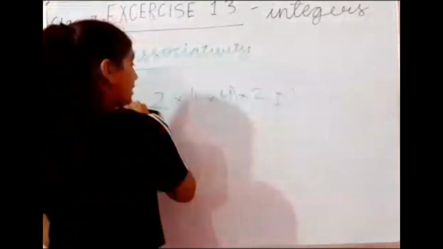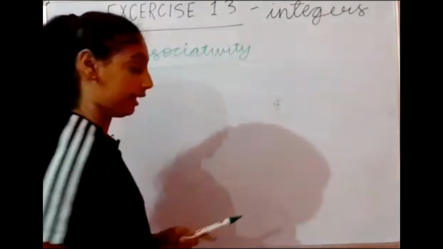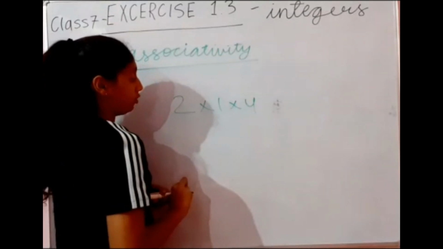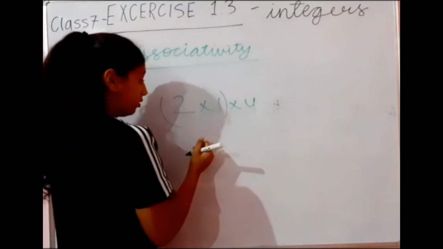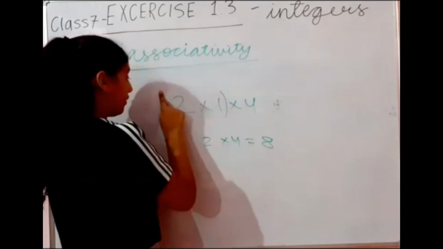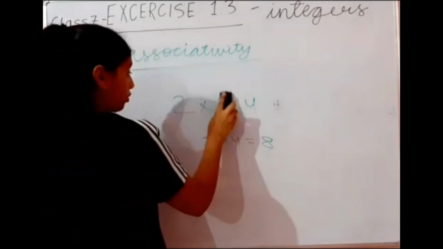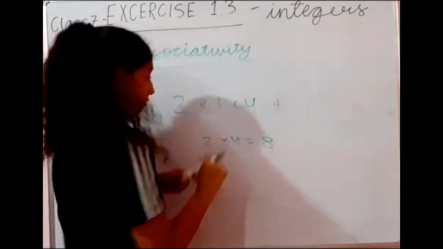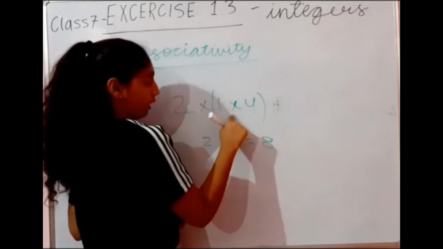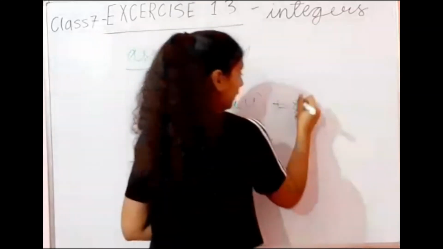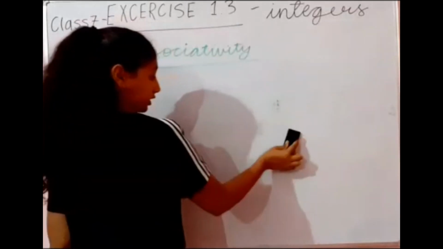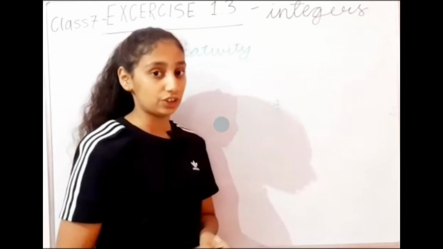So let's take a small example and let's try doing it. Now 2 into 1 into 4. Now if I batch 2 and 1, the answer comes as 2 into 4 is equal to 8. Now if I batch 1 and 4, 1 into 4 is 4, 2 4s are 8. Our answer is same, right? So it does not affect the answer. Hence multiplication of integers is associative.